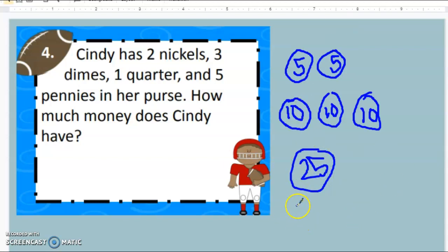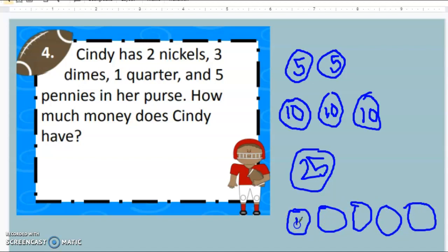And then I'm going to draw my 5 pennies, I'm sorry. 1, 2, 3, 4, 5. And a penny is just 1 cent. So that's easy to do. Now I can use hairy money to count my coins, okay?